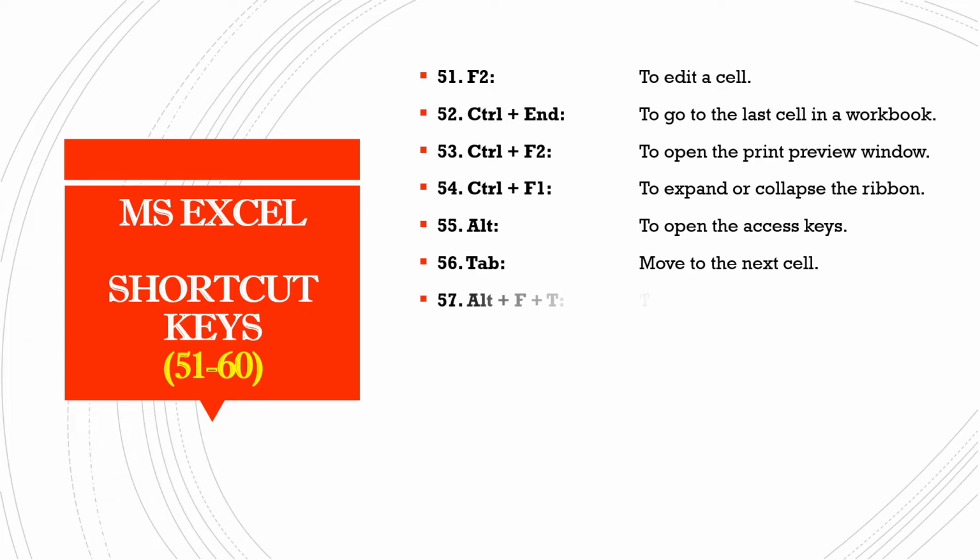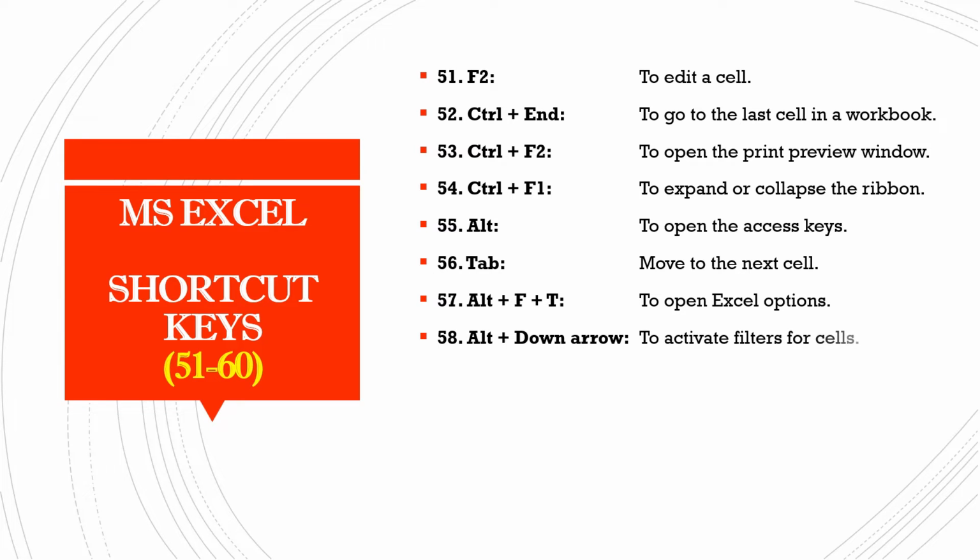Alt F shortcut key is used to open Excel options. Alt plus down arrow shortcut key is used to activate filters for cells. Another shortcut Shift plus F2 is used to add or edit a cell comment.